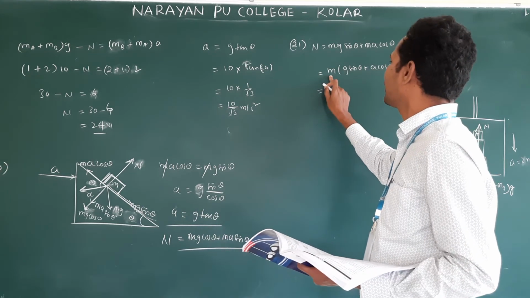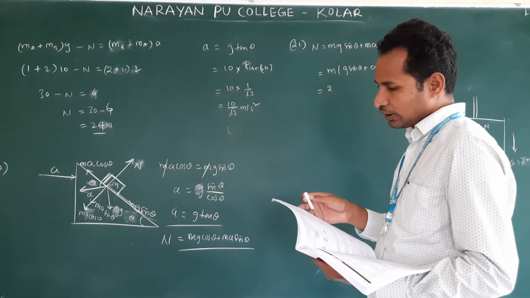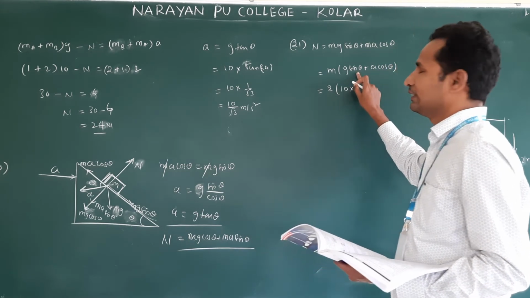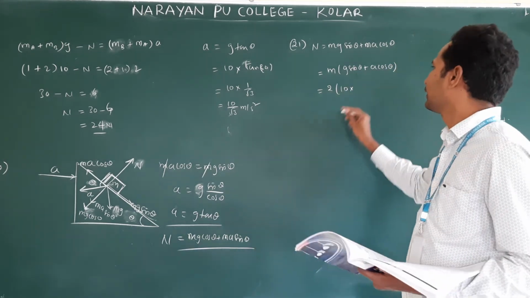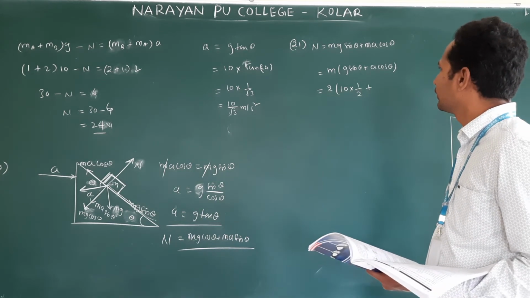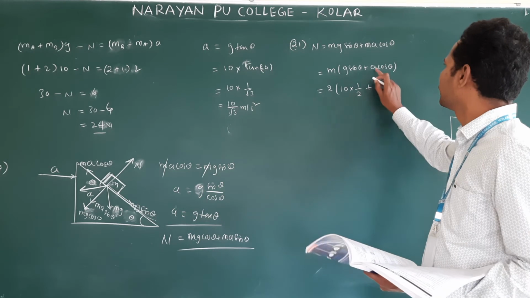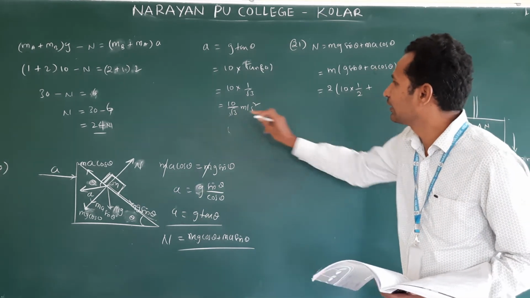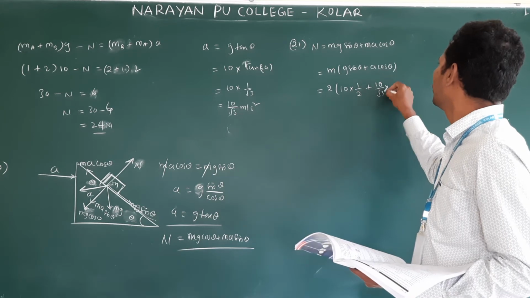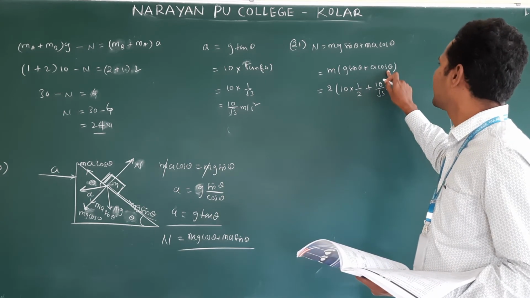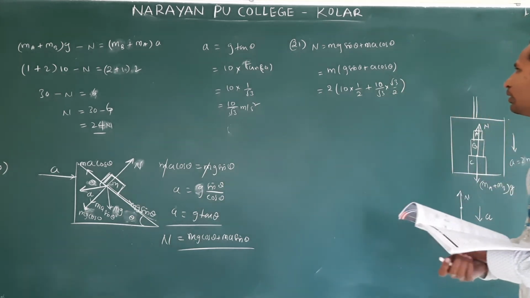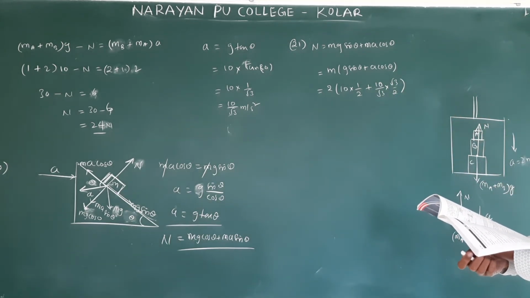What is m? The mass of the block they mentioned is 2 kg. g they are asking us to take 10. What is the angle? 30. Sin 30 is 1 by 2, plus a. What is a? 10 by root 3, into cos 30. Cos 30 is what? Root 3 by 2. Am I correct or not?